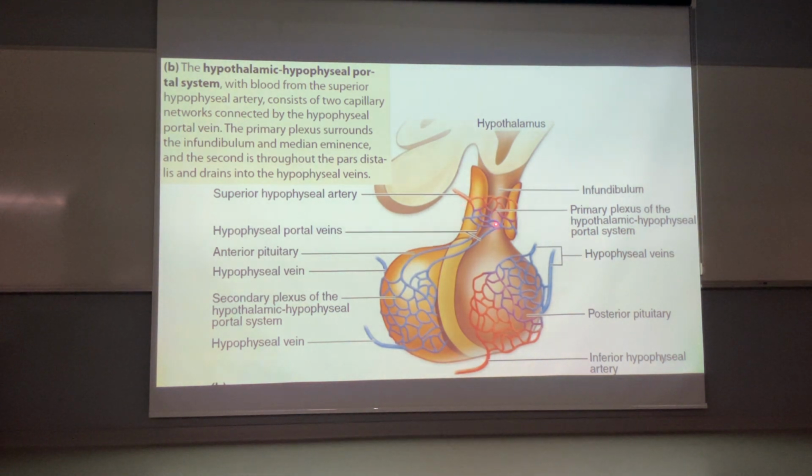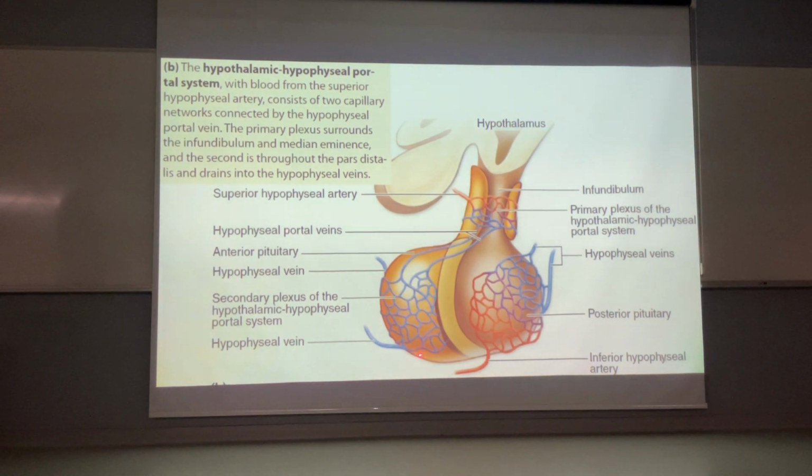This portal system continues with hypophyseal portal veins. These veins again form another capillary network without entering any artery. You can see the veins enter, form a capillary, and exit as veins. This system is known as the portal system because both the entering and exiting vessels are veins. Okay? Portal system, hypophyseal portal system.